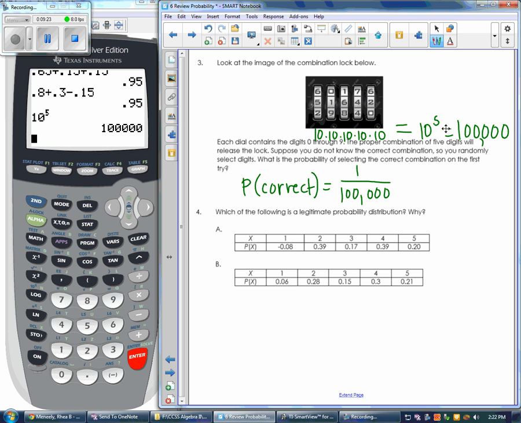In number 4, you're asked which of the following is a legitimate probability distribution and why. There are 2 criteria for a probability distribution. First of all, probabilities have to be between 0 and 1. And the sum of all of our probabilities has to add up to 1.